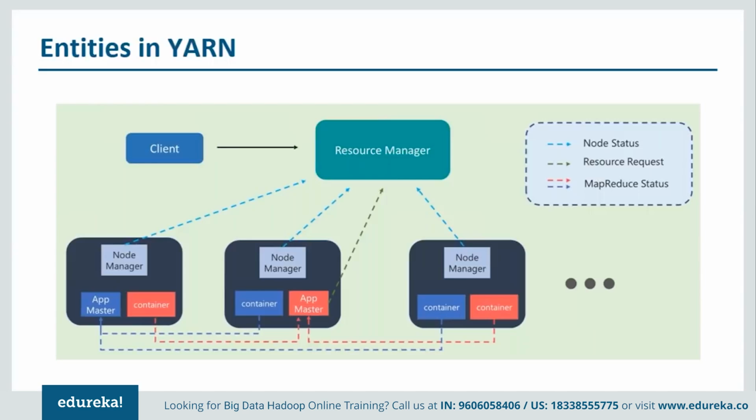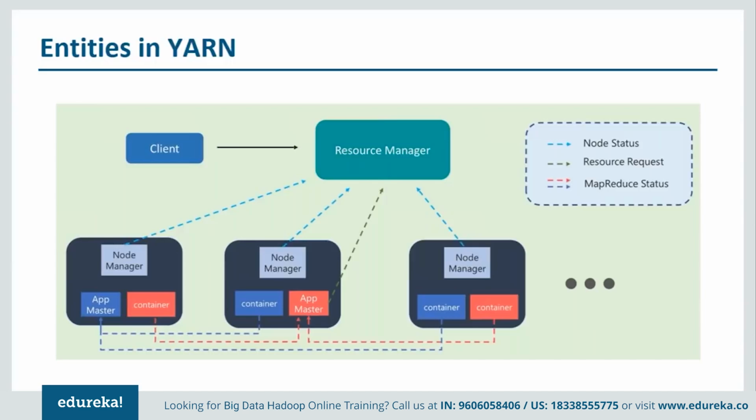The node manager is the per-machine slave which is responsible for launching the application containers, monitoring their resources like CPU, memory, disk, network, and reporting the same to the resource manager. The per-application master is responsible for negotiating appropriate resource containers from the scheduler, tracking their status, and monitoring the progress. From the system perspective, the application master runs as a normal container. One of the crucial implementation details of MapReduce within the new YARN system is the reuse of the existing MapReduce framework without any major surgery.